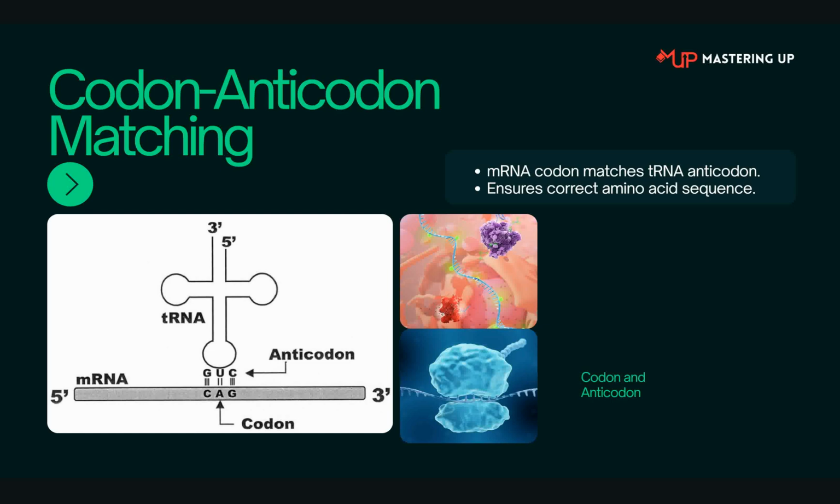Every codon on the mRNA matches with a complementary anticodon on a tRNA. This ensures that the protein's amino acid sequence is built correctly according to the genetic blueprint. That is, according to the information present in the DNA, the mRNA is formed. And according to the information present in the DNA, protein synthesis takes place.